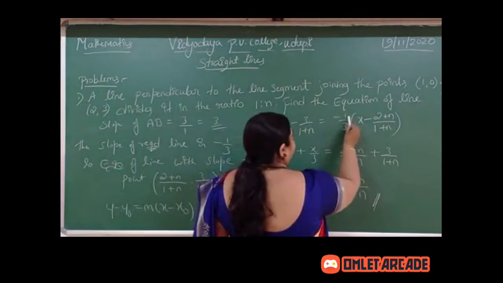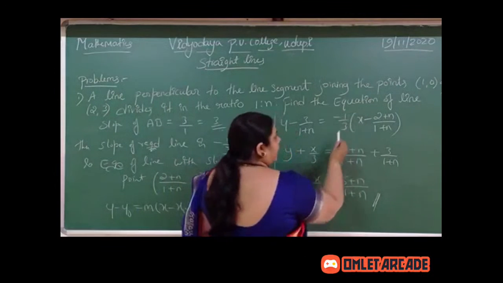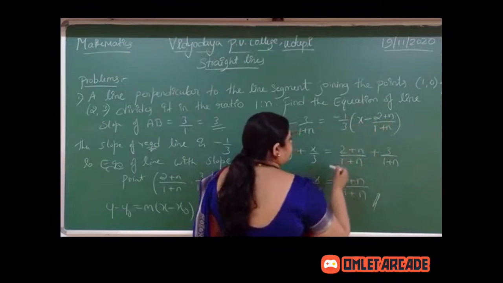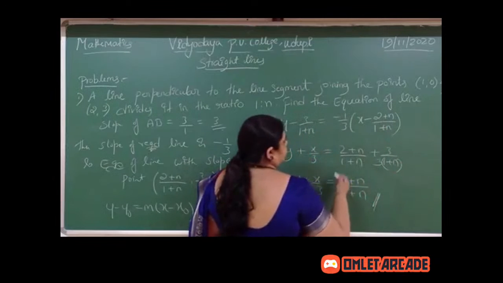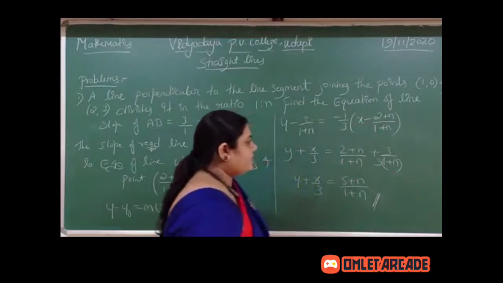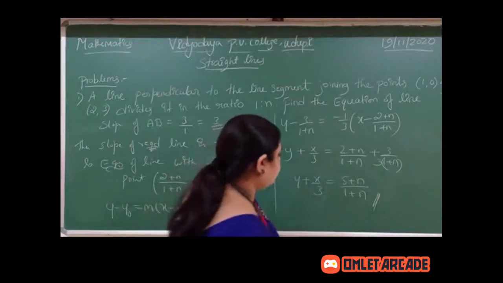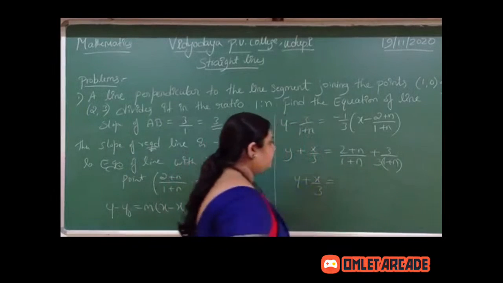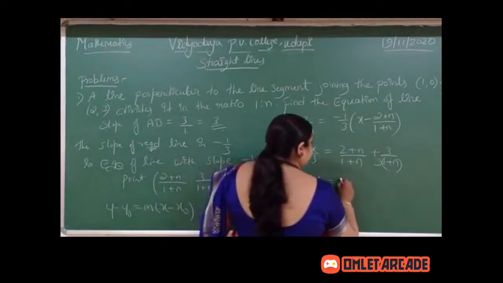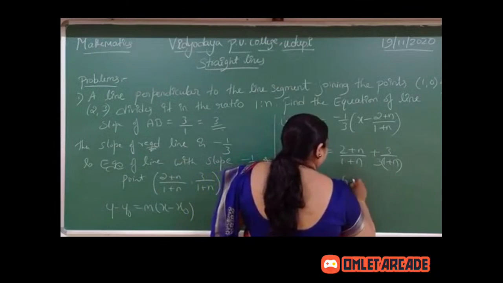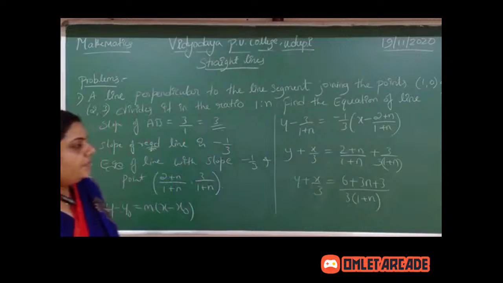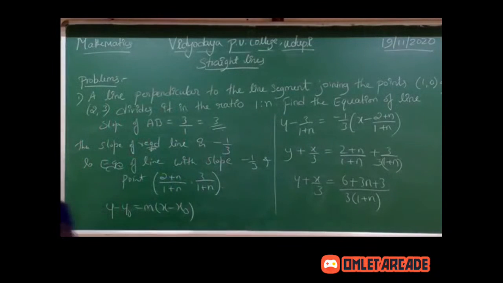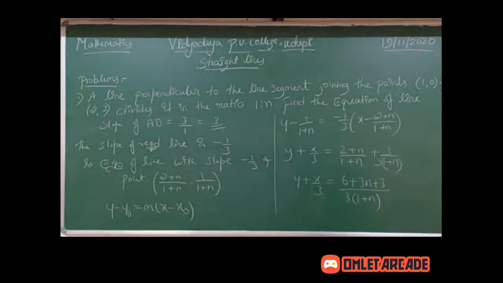I missed something here. See, minus 1 by 3 into x. Okay, and this will multiply even for this, right? So it will be 3 into 1 plus n. Isn't it? Minus into minus plus. So later this will be what then? This will be 6 plus 3n plus 3 divided by 3 into 1 plus n.